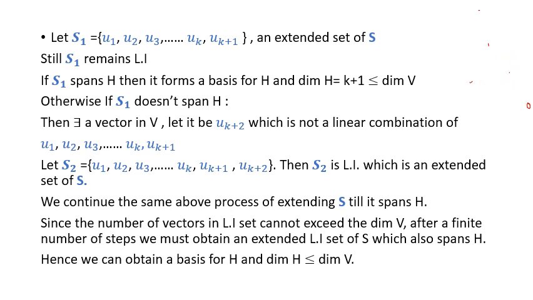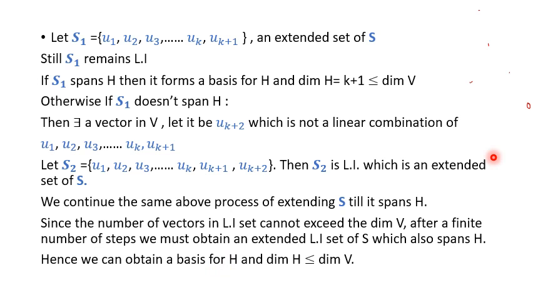So the number of vectors in a Li set cannot exceed the dimension of V. After a finite number of steps, we must obtain an extended Li set of S which also spans H. So after adding those many vectors, which is the difference between the dimension of V and the number of vectors in S, you must get a Li set which also spans. Hence, we can obtain a basis for H.